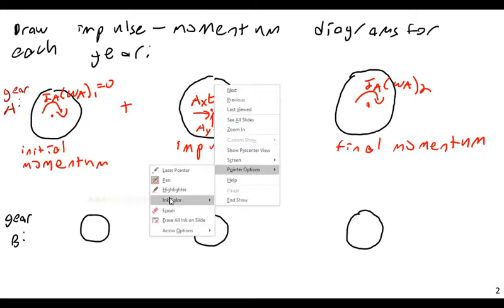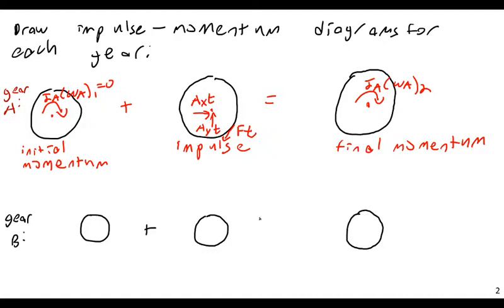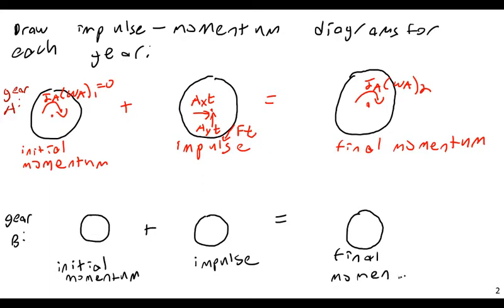So again, this plus this equals this. This is initial momentum, plus impulse, yields final momentum.